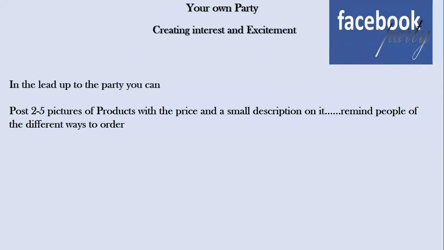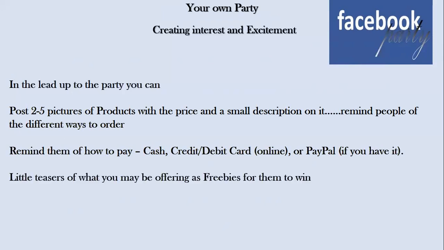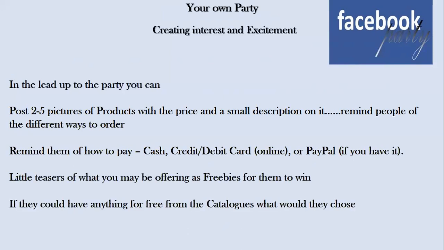In the lead up to the party, you can post pictures, 2 to 5 pictures, probably more of the products with the price, a small description, and remind people the different ways that they can order. Remind them how to pay: cash, credit card, debit, online, PayPal. If you have it, you can use your own PayPal. Little teasers of what you might be offering as freebies for them to win. If they could have anything free from the catalogues, what would they choose?